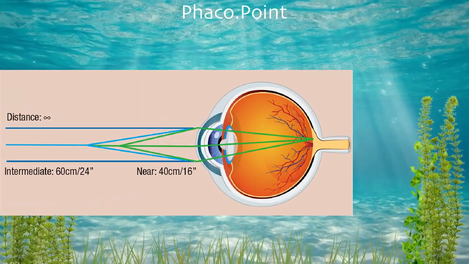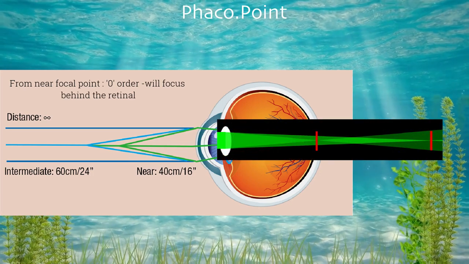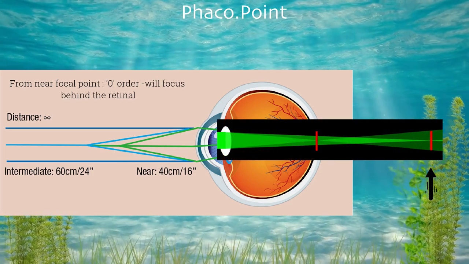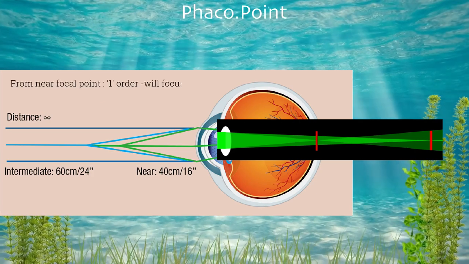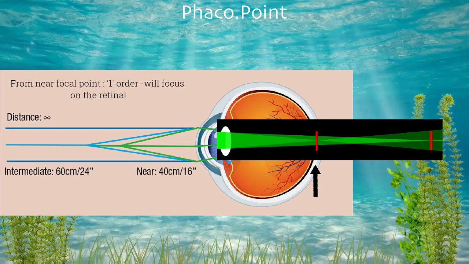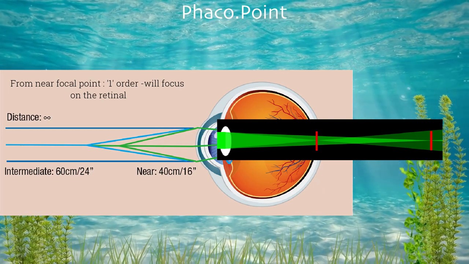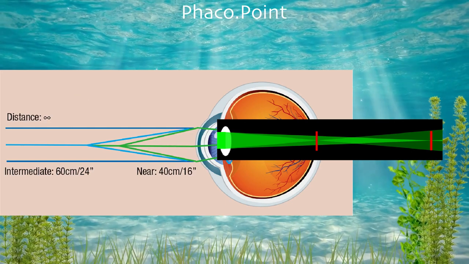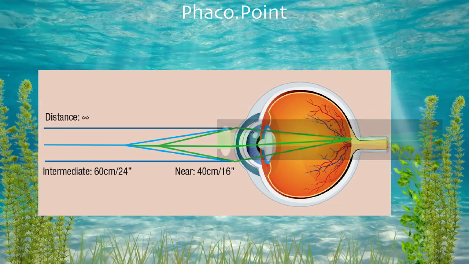The light emerging from the near focal point, the zero order rays will pass through the bifocal system and come to focus behind the retina, whereas the first order rays will converge and meet at the retina. Physiological suppression occurs once again to enable the patient to see clearly at a near distance as well. And this is how the bifocal lenses actually work.